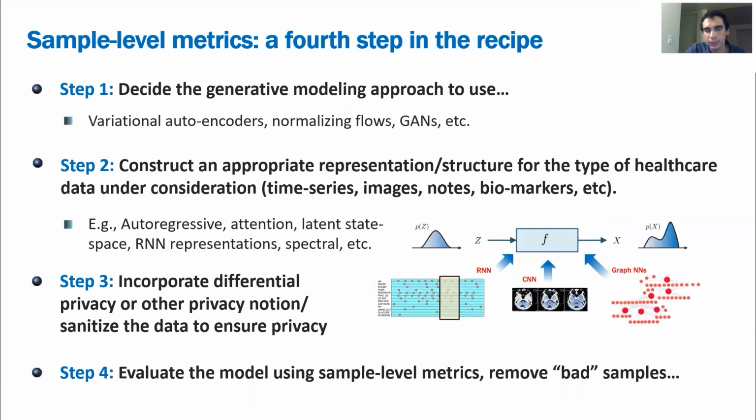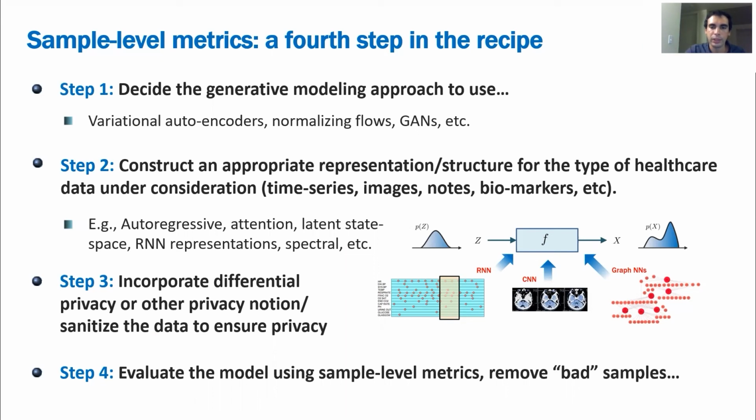So finally, this is the overall recipe for generating synthetic healthcare data. We decide the generative models to use, and we select the representation that best fits the data structure that we are dealing with. We try to incorporate differential privacy in the model learning, if that's possible. And then we evaluate individual samples generated by the model and remove the bad samples. This can be a feedback loop to the first step. If, using these samples, we find that some modeling choice is better than the other, maybe GANs outperform normalizing flows based on this precision recall metric, so we pick GANs instead of normalizing flows.